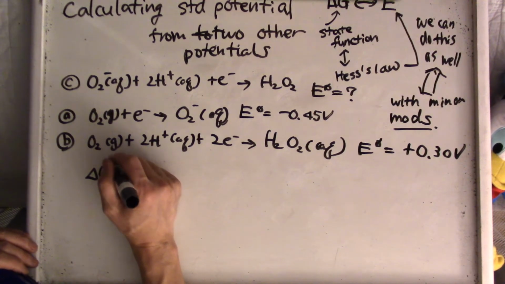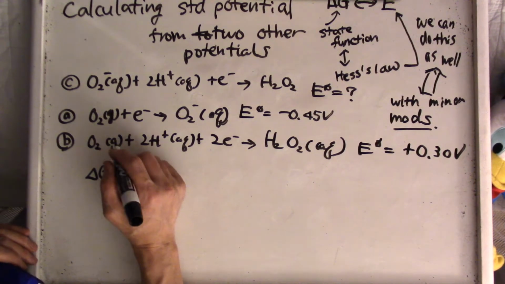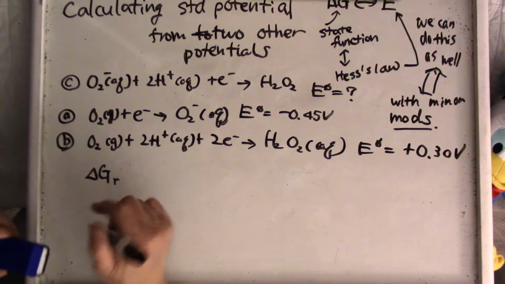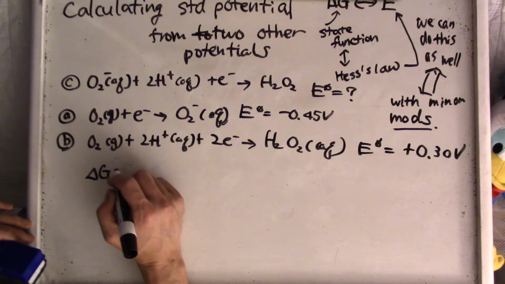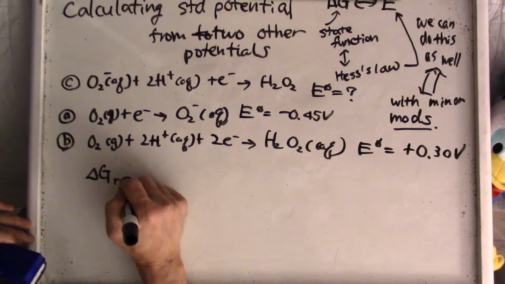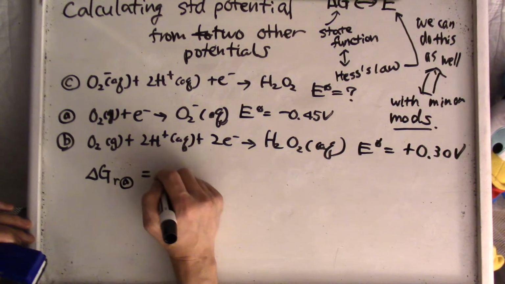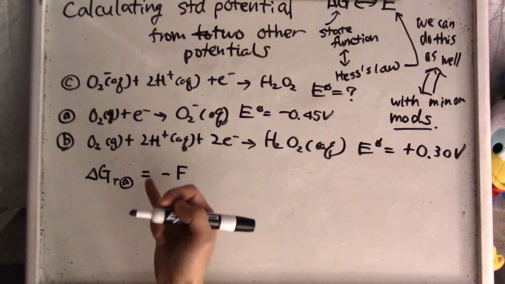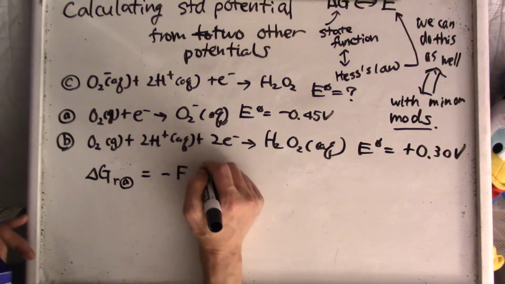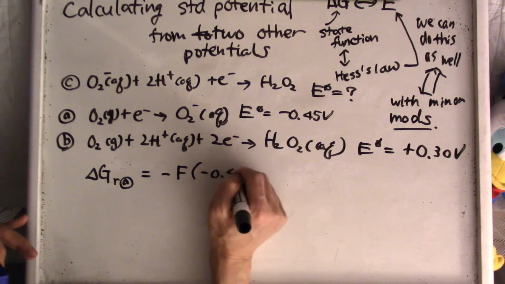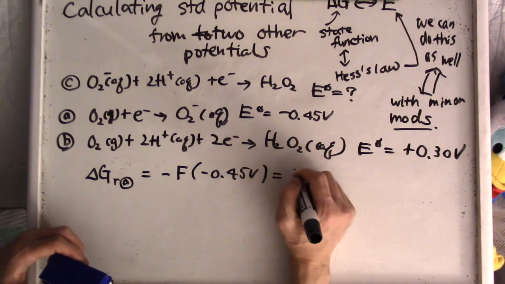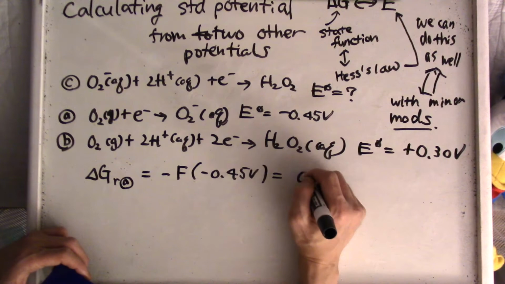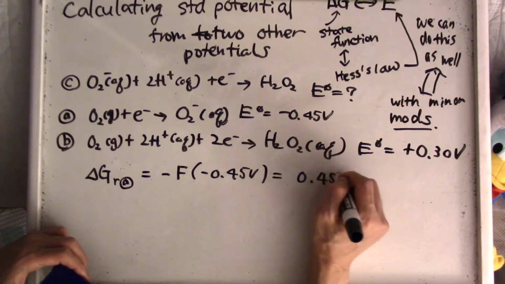I'm just going to put, on one side, delta G of the reaction, and I'm going to call this reaction A. Delta G of the reaction of A is equal to minus nFE. So in this case, 1 times F times E is equal to minus 0.45 volts. So minus and minus, I'm going to call it plus 0.45.